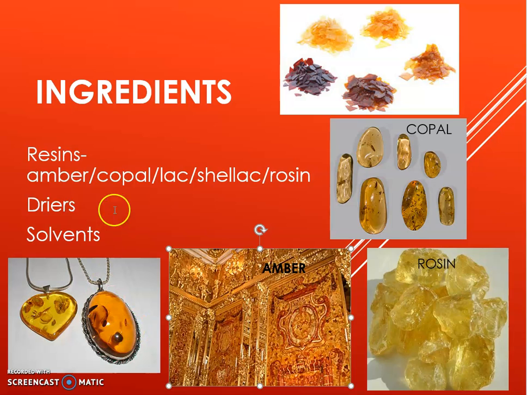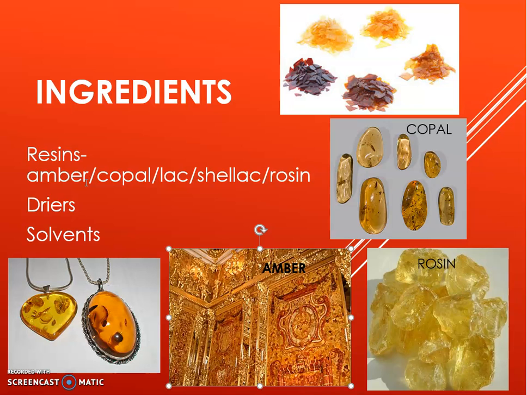So resins are primarily hard substances. They are obtained either from trees or from some insects. Rosin specifically is obtained from pine trees, whereas amber is a processed copal, if I'm not mistaken. Now these things are used with dryers.